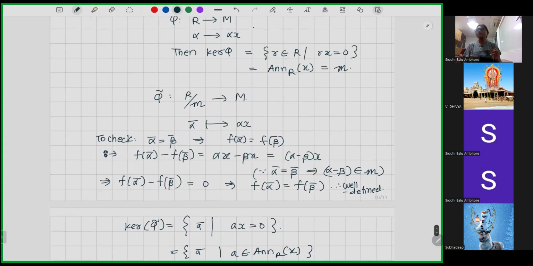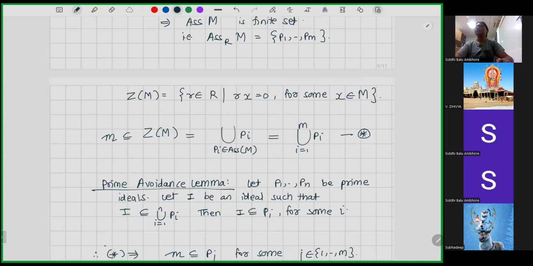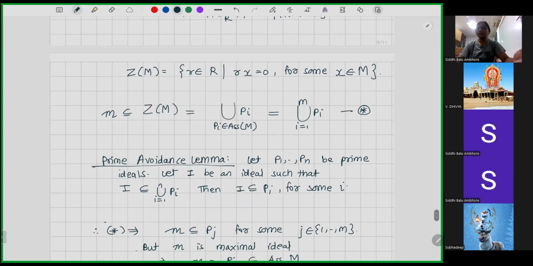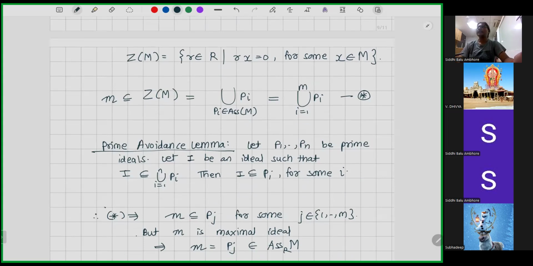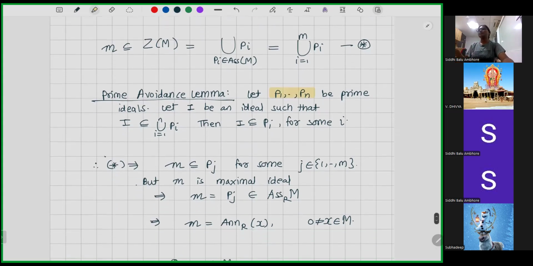The well-definedness. Let me just quickly go through everything again. This much is fine, that M is contained in the set of all zero divisors of M, which is the union of associated primes. Since there are finitely many, M is contained in a union of finitely many associated primes, or just prime ideals in general. So here we use the prime avoidance lemma, which works only for a finite collection of prime ideals. We can't talk about infinitely many. If I is contained in the union of P_i for i from 1 to infinity, we can't say anything about I being contained in one of the P_i. This is not true.